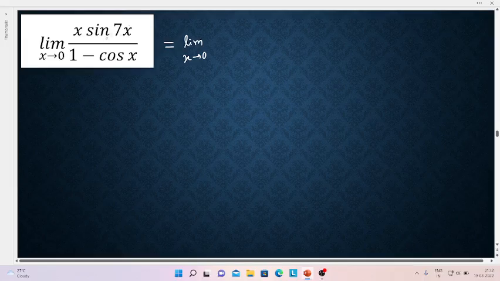So here you can see x sine 7x upon 1 minus cos x is there, right? So basically we can shift that x to the denominator of 1 minus cos x, right? So we can write this particular function as sine 7x upon 1 minus cos x upon x, right? We can write these things. Is that right or not? Yeah, that's right.